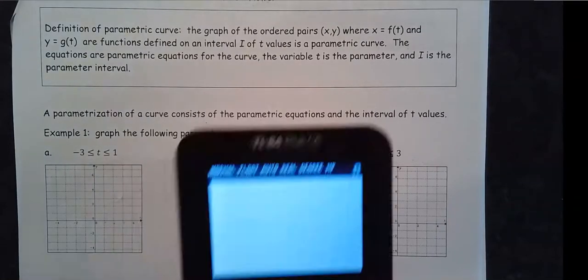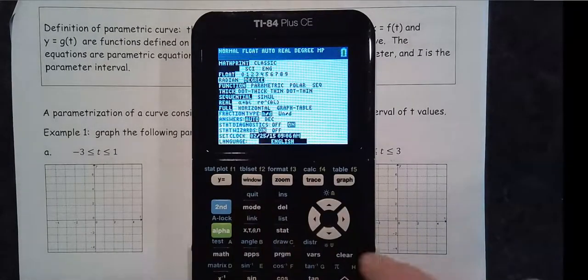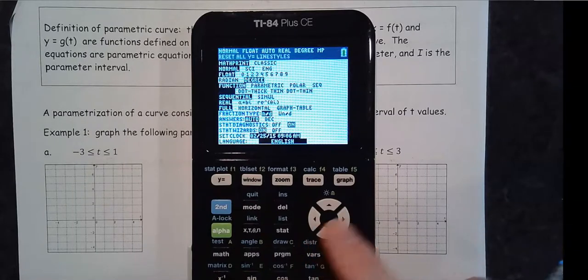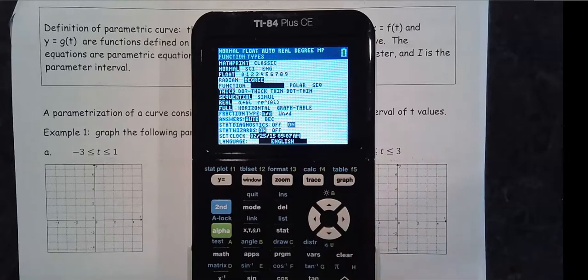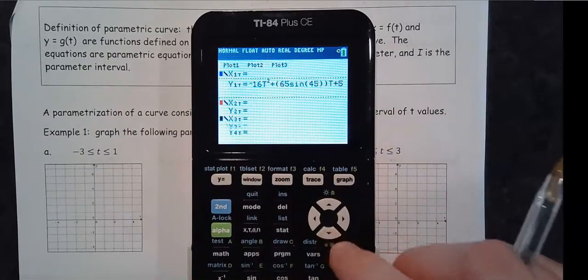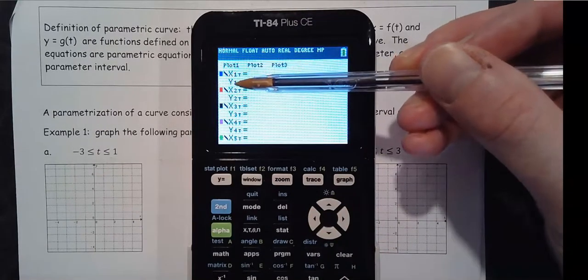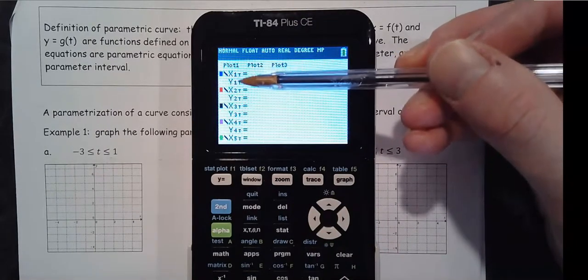So the first thing to do, because right now we hit y equals, and these are for normal functions, functions in one variable. What I need to do is push mode, and go down and change this from function into parametric. So click parametric, and we hit y equals. Now you'll see it's got some different functions. Let me clear these out here. This is x1 of t, y1 of t. So that's the first parametric equation.